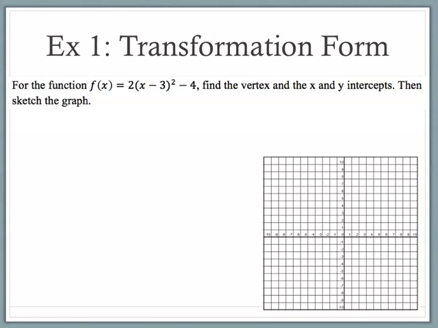Okay, the first thing I'm going to do is identify what a, h, and k are. So in this case, we have a is equal to 2, h is equal to positive 3, and k is equal to negative 4.